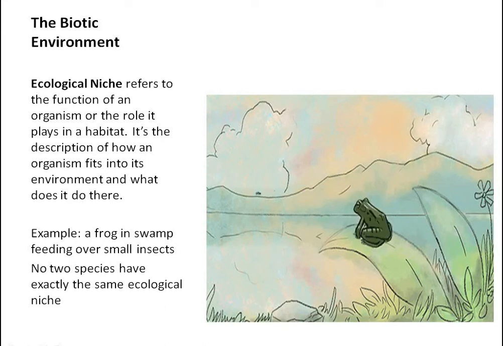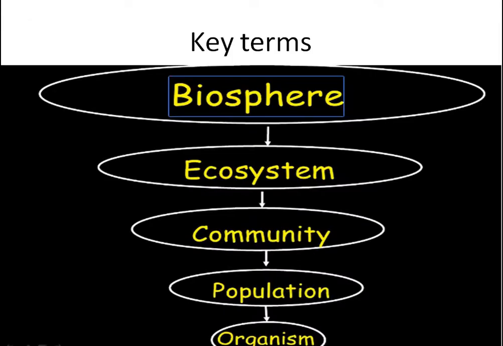No two species can have the exact same ecological niche. Every species would have its own role to play in an ecosystem. In an ecosystem, communities are interacting with each other, but they have different roles to play. They can be similar but can never be identical. So for instance, there is a frog living in a swamp and feeding on small insects.